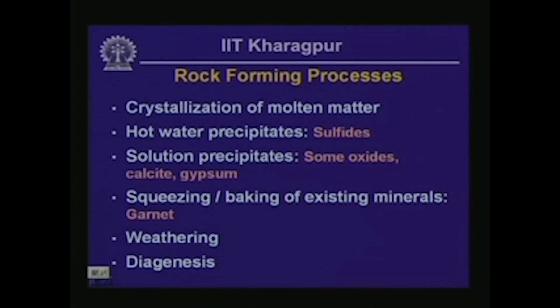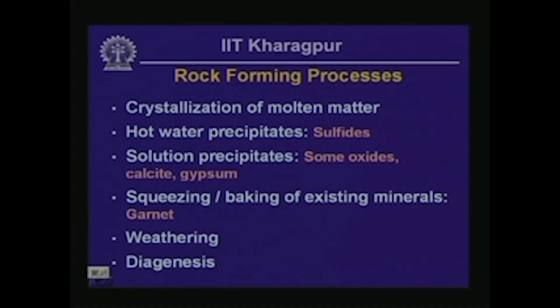Now, the third rock forming process which we have indicated here is solution precipitates, and some of the calcites, carbonate minerals, oxides and gypsum get precipitated out of saturated solutions by inorganic or biogenic activities. So, that is the third most important rock forming process.